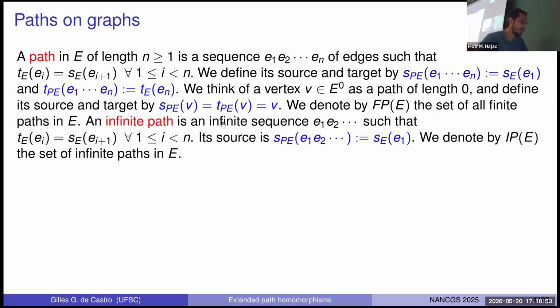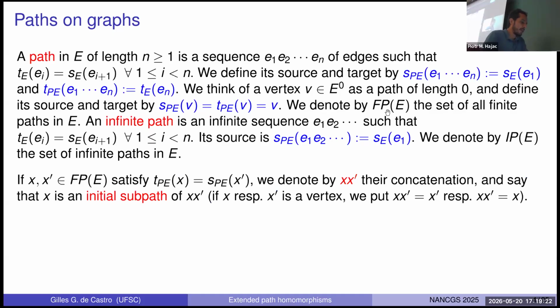We can also define infinite paths. It's not going to play a very important role in this talk, but we can define infinite sequences with the same condition that the target of an edge is the source of the next one, for all i greater than or equal to 1. Now there's only a source; there is no target because there's no ending for these paths. And IP is just the set of infinite paths.